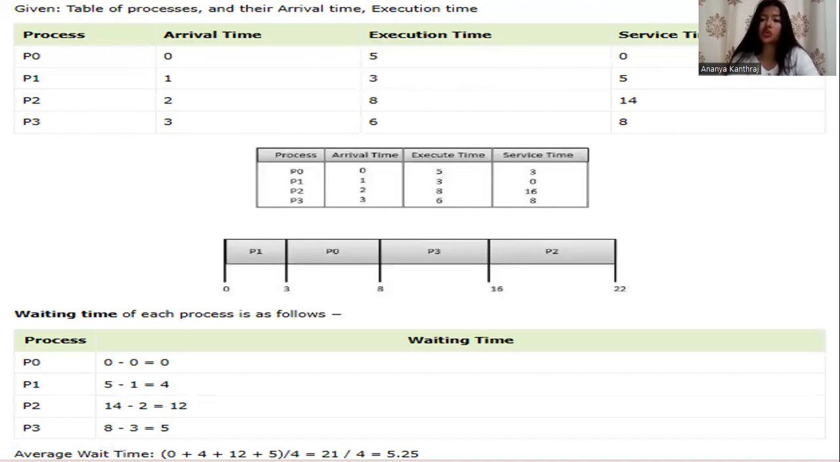So the average waiting time is the sum of the waiting times of all the processes divided by the number of processes mentioned above. There are 4 processes, and adding them we get 21 divided by 4, which is 5.25.